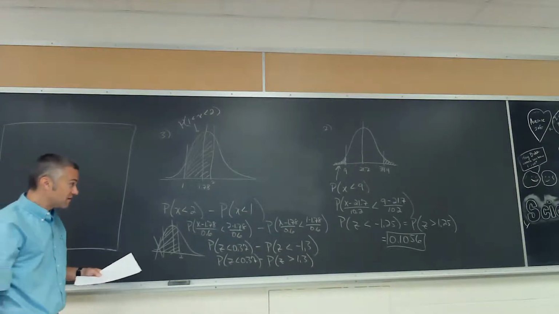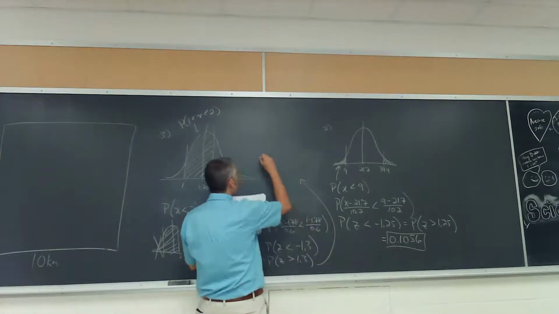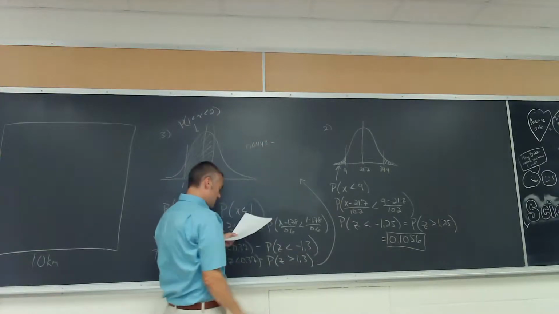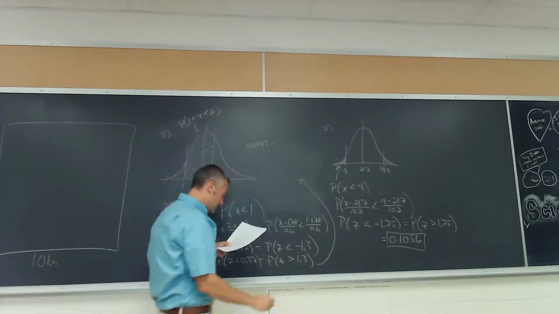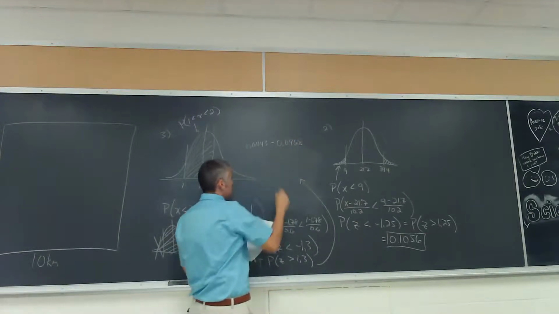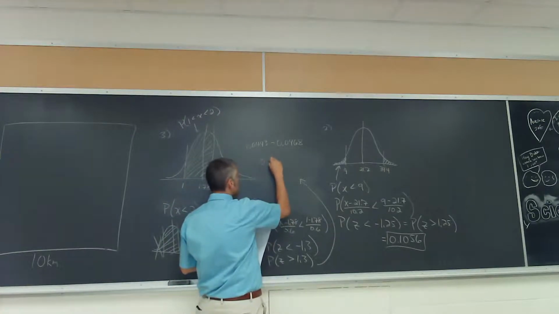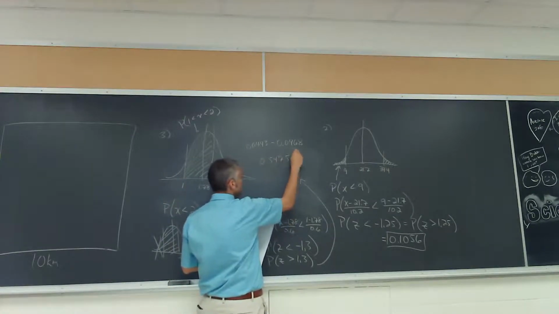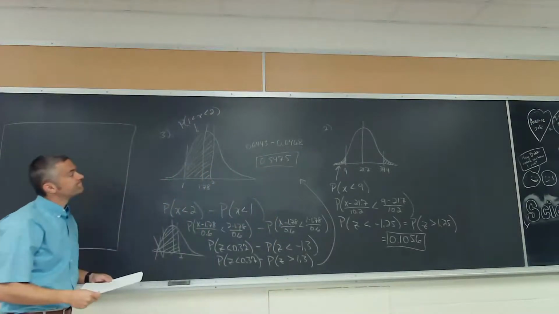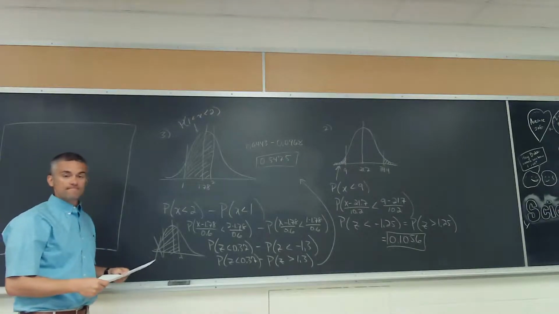I'm going to move up here. 0.6443. We subtract out 0.0968. And that gives me a total probability of 0.5475. All right. Not bad.